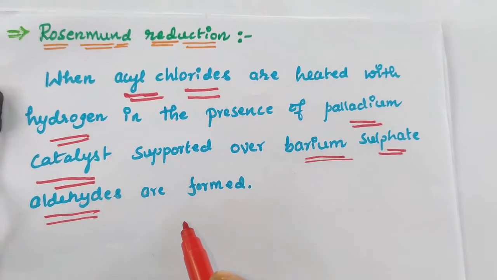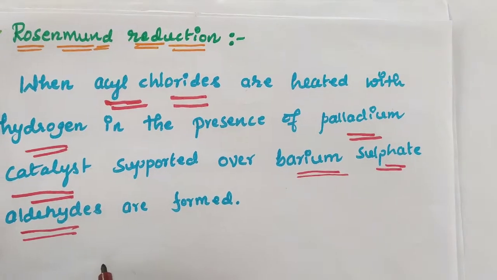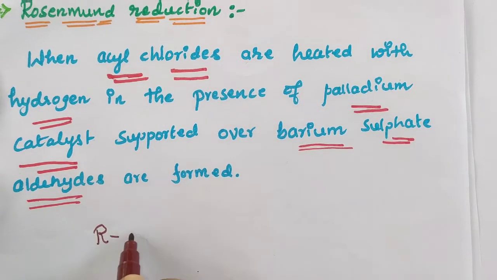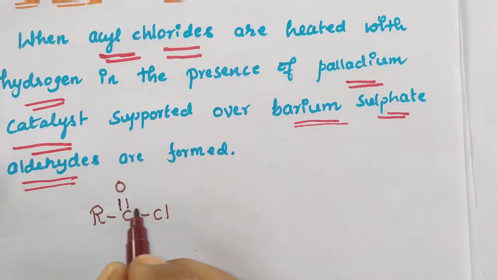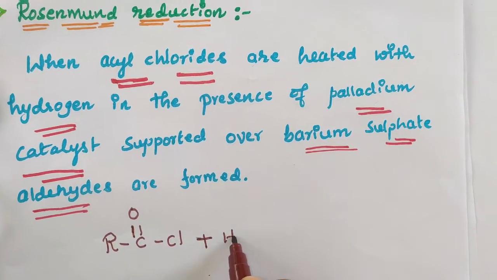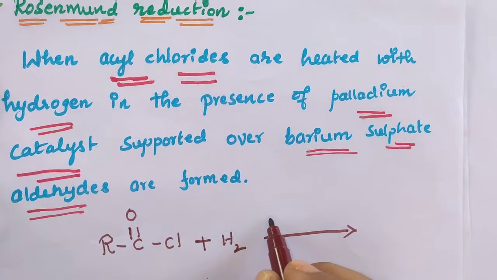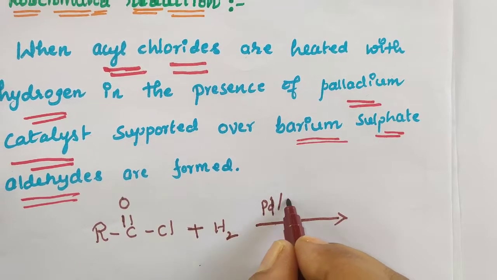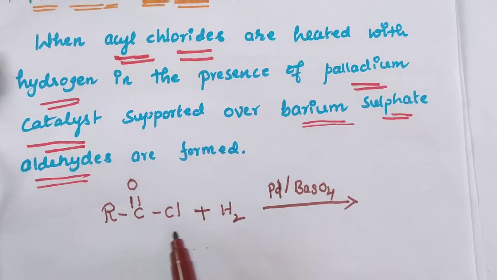Now let us learn how the reaction is carried out. First, consider the general reaction with acyl chlorides, RCOCl. This acyl chloride must be treated with hydrogen, H2, in the presence of the catalyst palladium, Pd over barium sulfate. The product we get here is an aldehyde.